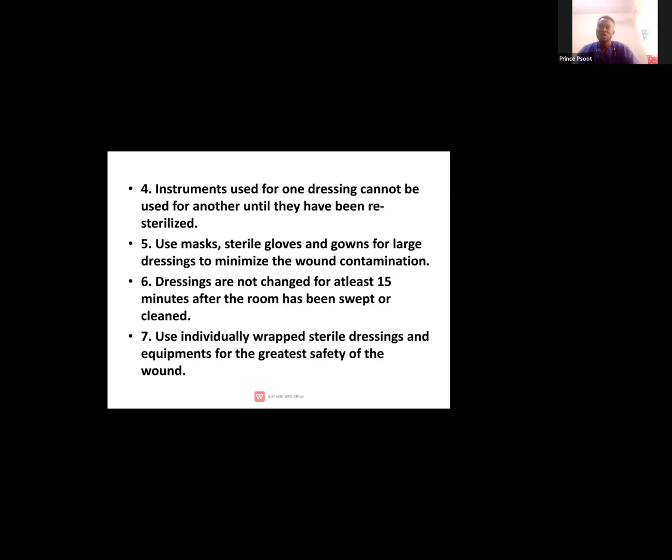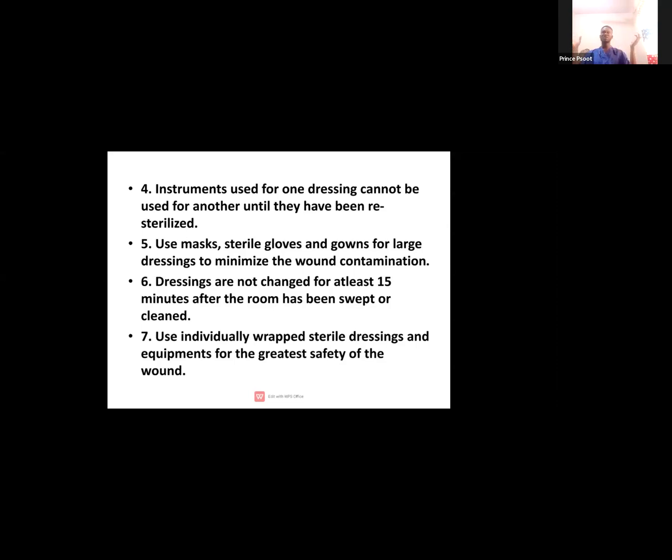Dressings are not to be changed for at least 15 minutes after the room has been swept or cleaned. When you clean or sweep the room, do not do dressing immediately. At least 15 to 20 minutes later, wound dressing can be done. Why? Because when you sweep, particles are flying in the air. It takes a while for them to settle down. So until they completely settle down, you don't do wound dressing.